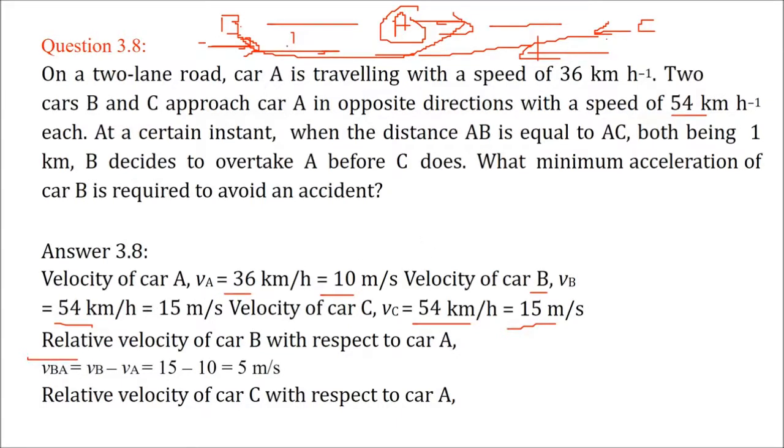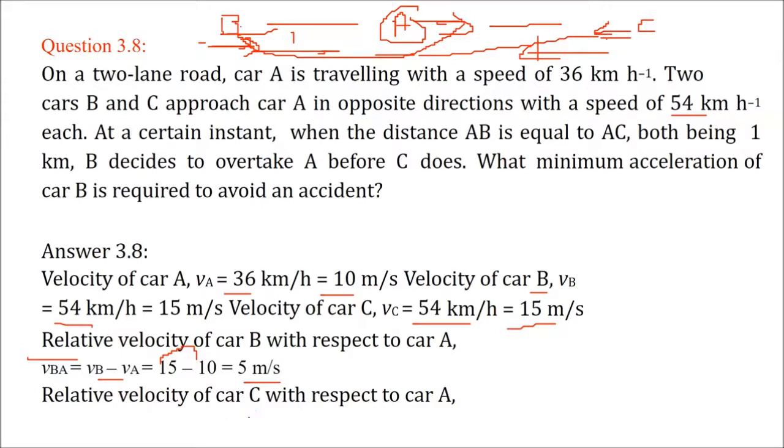Now what is the relative velocity of car B with respect to A? Because these are in the same direction, so when you are comparing B with A, it will be VB minus VA. One is having 15, the other is having 10, so it will be 5 meter per second.